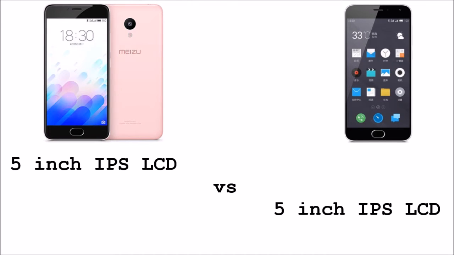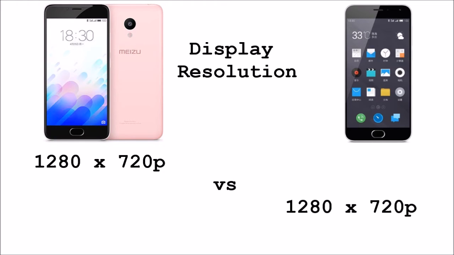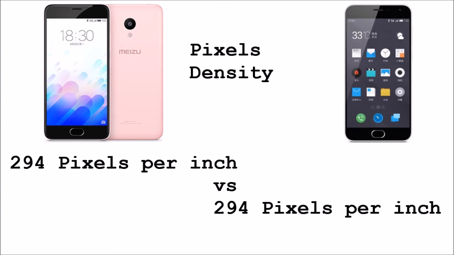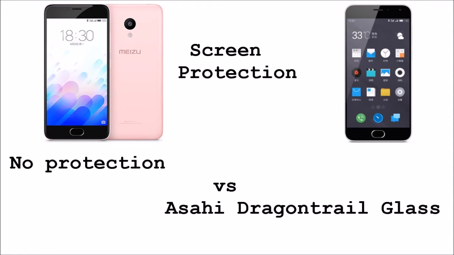Starting off with the display, both phones got a 5-inch IPS LCD display with the resolution of 1280 by 720 pixels on their screens. As for the pixel density, both phones got 294 pixels per inch. Coming to the screen protection, the Meizu M3 does not have any screen protection while the Meizu M2 has Asahi Dragontail glass on its screen.